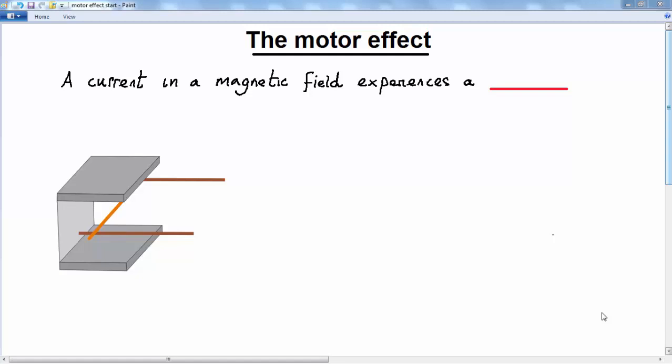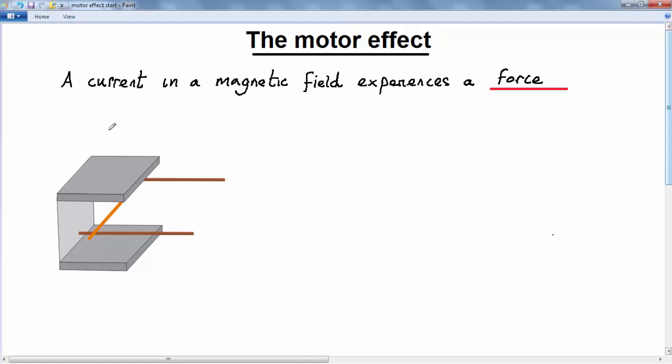In this lesson we're going to look at what is known as the motor effect. The motor effect can be defined as this: a current in the presence of a magnetic field will experience a force. So if a current carrying conductor is positioned between the poles of a magnet, then a force will be exerted on that conductor.